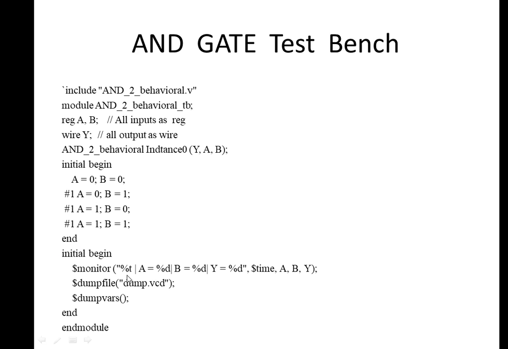After this, you have to monitor the outputs. Monitoring the outputs, we have written in this initial begin end. In this initial begin, $monitor, percentage d for a. So a we want to monitor, so percentage d. Similarly b we want to monitor, b is equal percentage d, and y percentage d, comma, $time. That means you want to display the time; then you want to see a, b and y. So time, a, b, y will all be displayed.